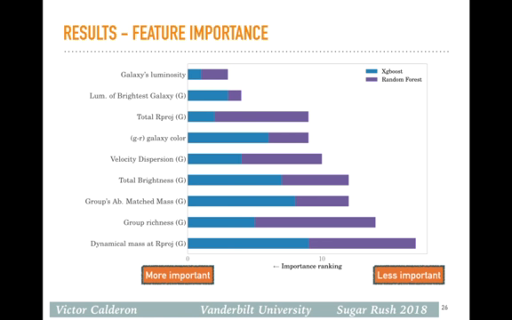So from this we see that the galaxy luminosity, the projected group size, the galaxy color and the velocity dispersion are among the most important features that we use. So this is to say that if you want to get a better estimate of group masses, these are the features that you would focus on.